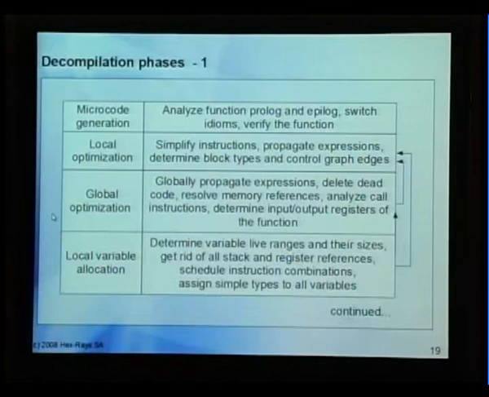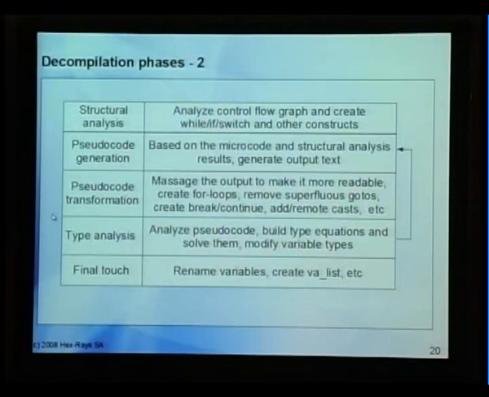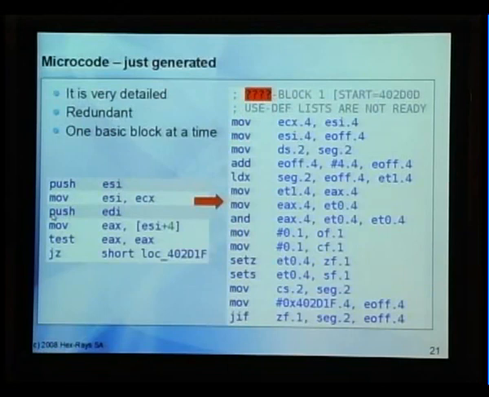But the type analysis, they always do it at the beginning, at the very early stages. I think that it's a very big misconception. The type analysis is possible only at the end, not at the beginning, because only at the end you have enough information to derive type information, to build type equations and to solve them. And there's a final touch: renaming variables so they look nice, and other stuff. That's the final step.